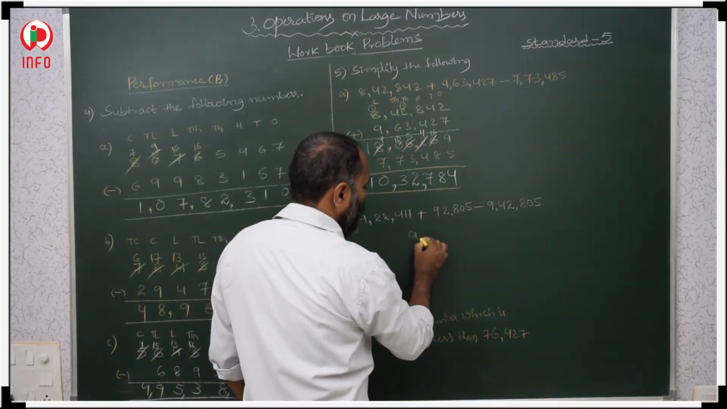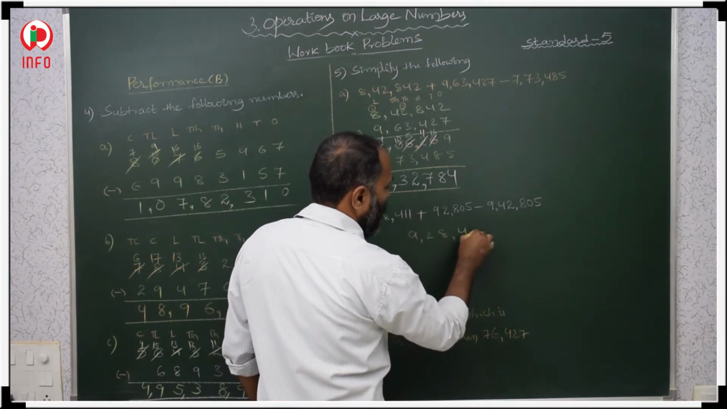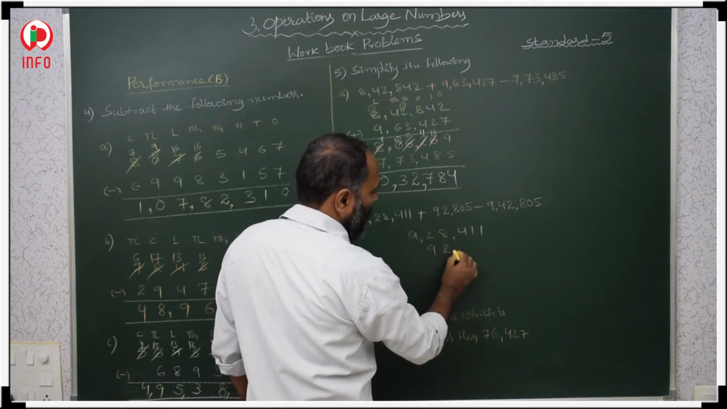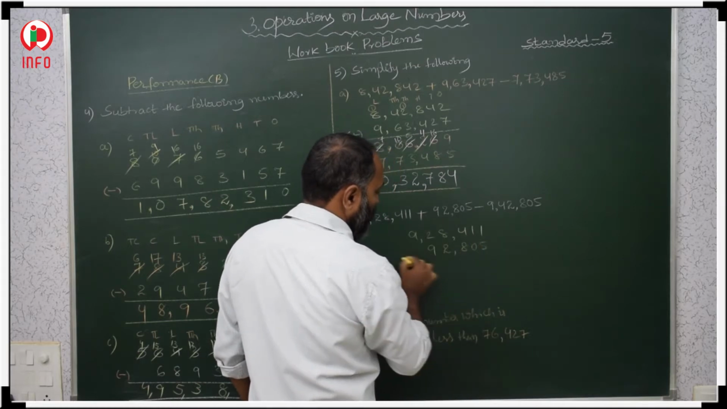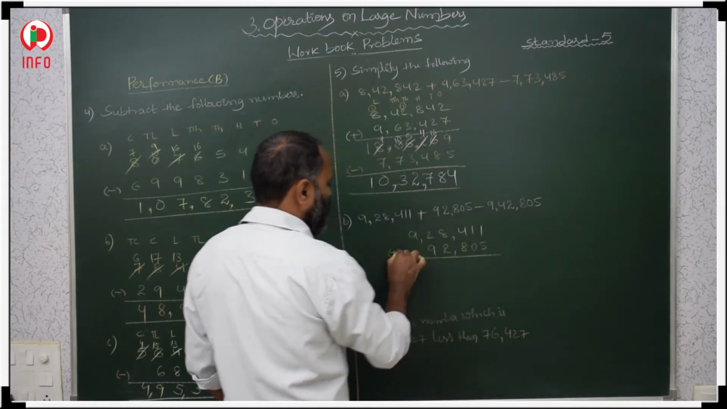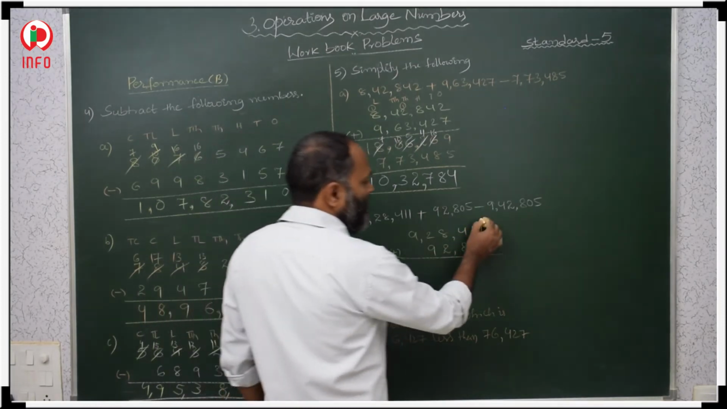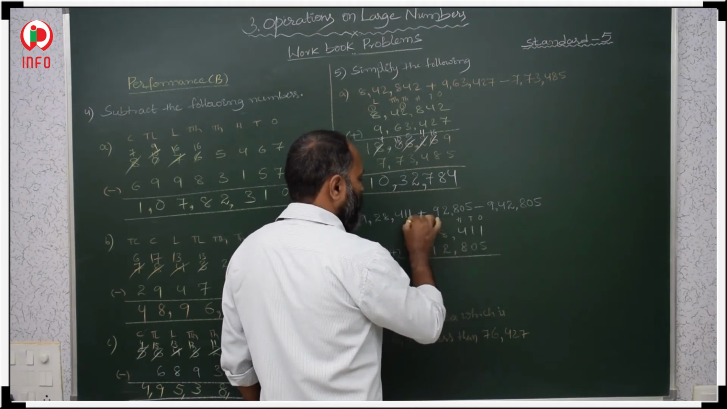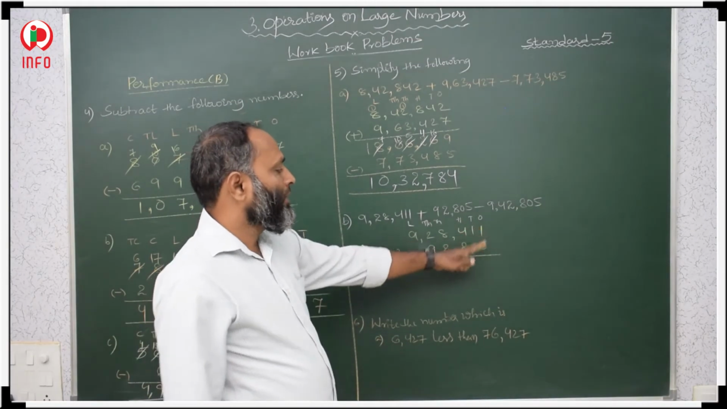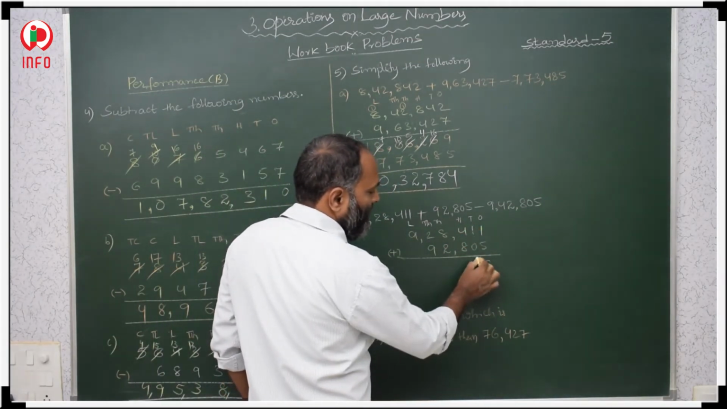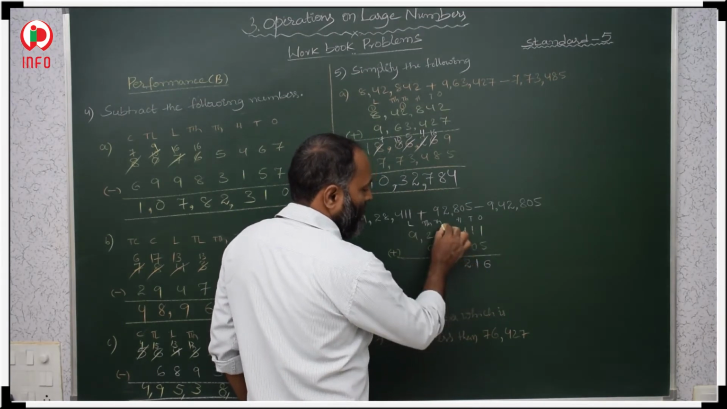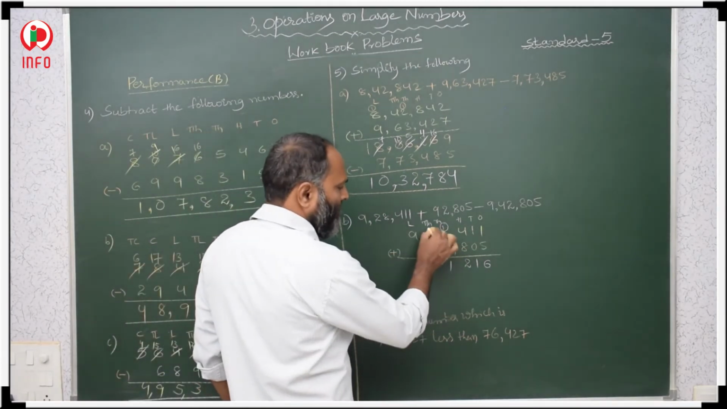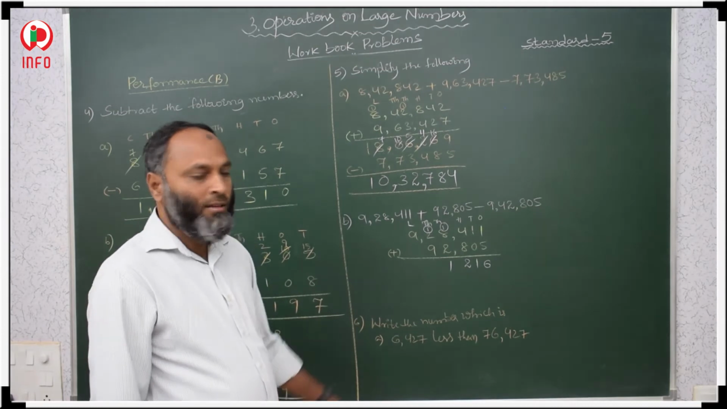9 lakhs 28,411. Next, 92,805. Now we have to add these two. Ones, tens, hundreds, thousands, ten thousands, lakhs. 1 plus 5, 6. 1 plus 0, 1. 8 plus 4, 12. 2 hundreds and 1 thousand. 8 plus 1, 9. 9 plus 2, 11. 1 in thousands, 1 in ten thousands.